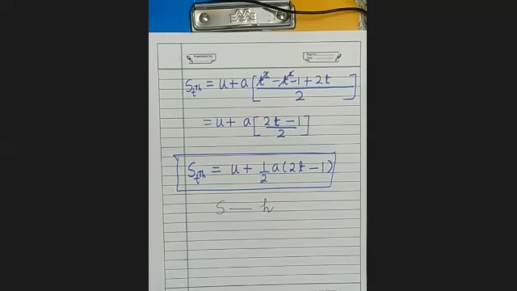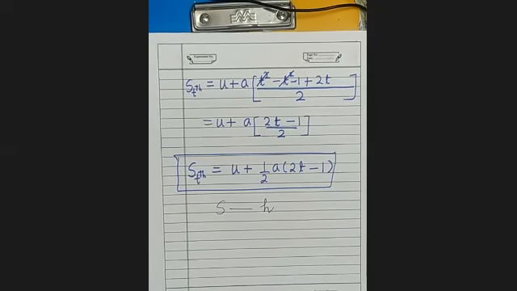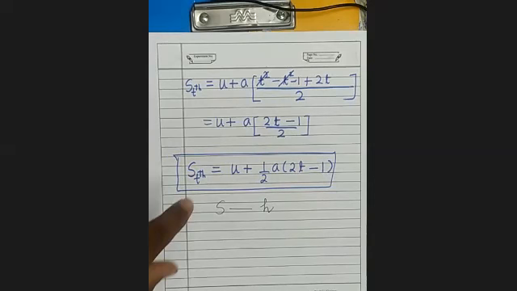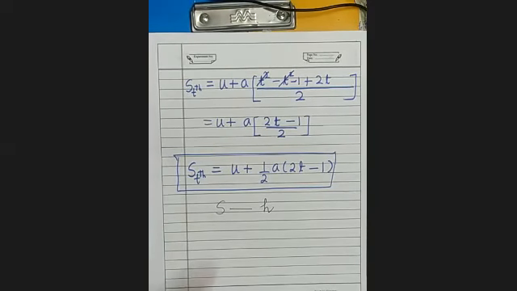Sir, is this equation dimensionally correct? Yes, it is dimensionally correct, because it is the distance traveled in the t-th second. This also you have to remember: distance traveled in the t-th second. So it is dimensionally correct.